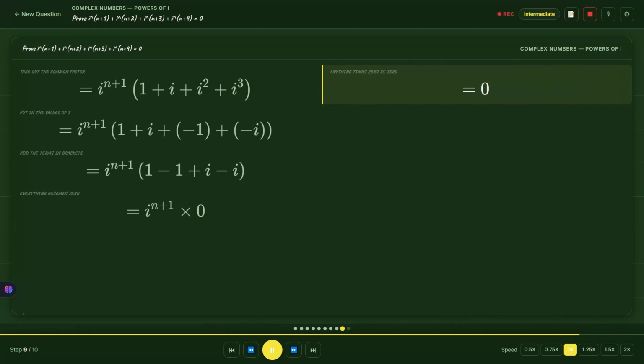And here's a rule we all know, anything times 0 is always 0. It doesn't matter what n is. It doesn't matter what i to the power n+1 equals. 0 times anything is 0.